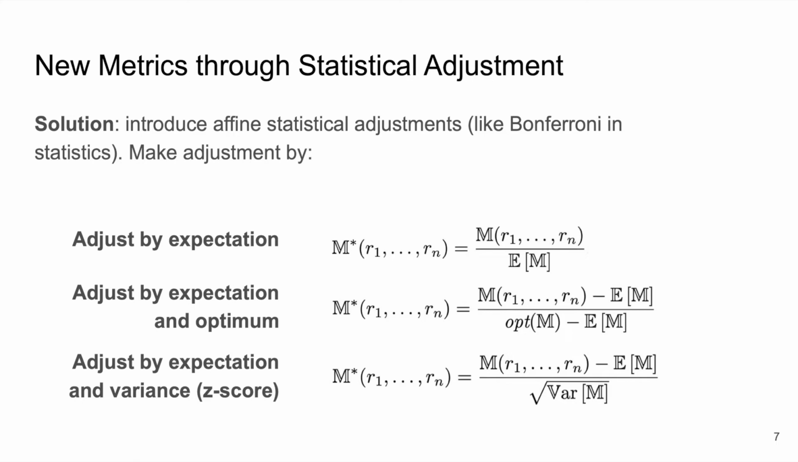This isn't super applicable to metrics like the mean reciprocal rank, where the range is between 0 and 1. Second, we propose an adjustment by both the expectation and the optimal value, which maps the best value to 1, the expected value to 0, and all worse values to negative numbers, bounded by a constant related to the expectation of the base metric. Finally, we propose an adjustment equivalent to z-scoring, in which the expectation is subtracted and the value is normalized by its standard deviation.